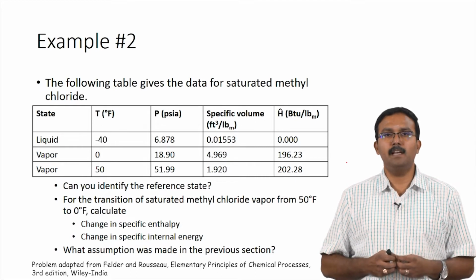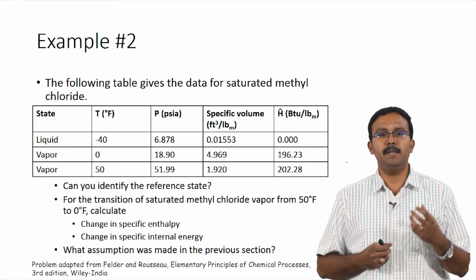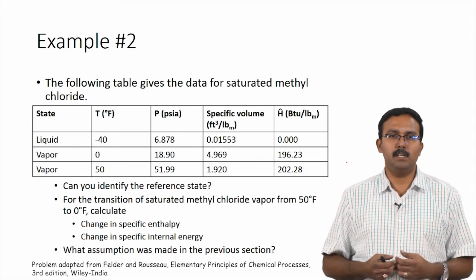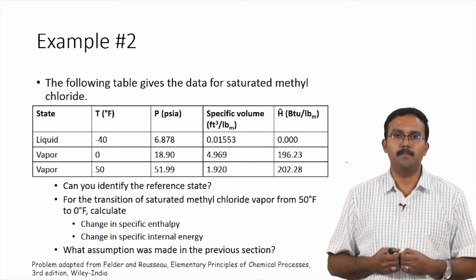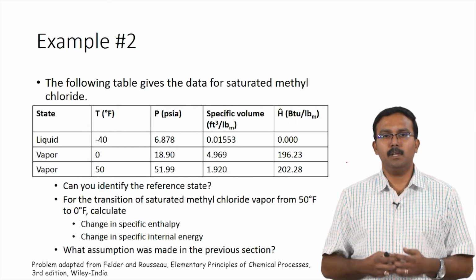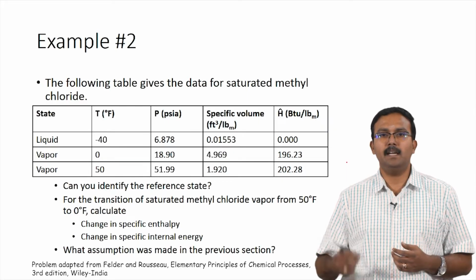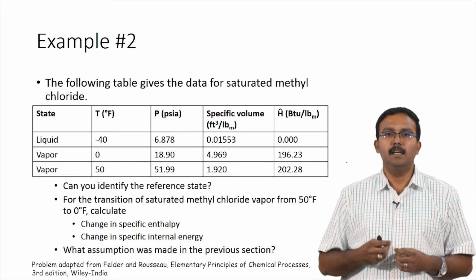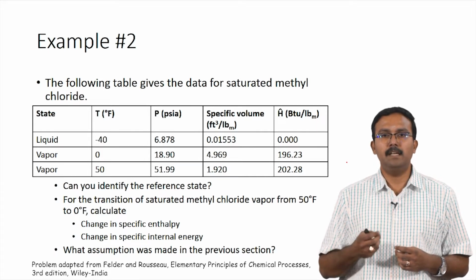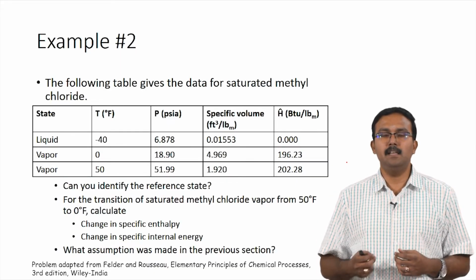First step is for you to identify the reference state, and the next is to identify the change in enthalpy and change in internal energy for a specific process, and the last one is to identify any assumptions if they were used. Okay, let us first start with identifying the reference state. So, look at the data. You see that for liquid at minus 40 degrees Fahrenheit and 6.878 psi, the specific volume is listed as 0.01553 cubic feet per pound mass and the specific enthalpy is listed as 0.